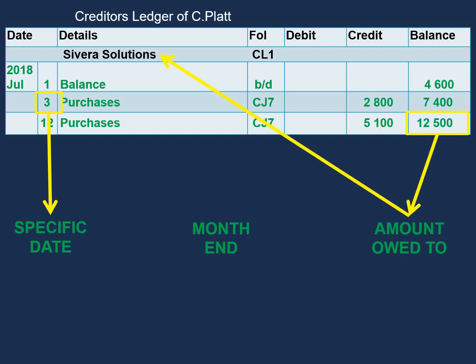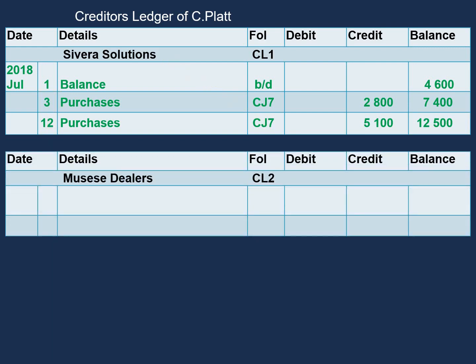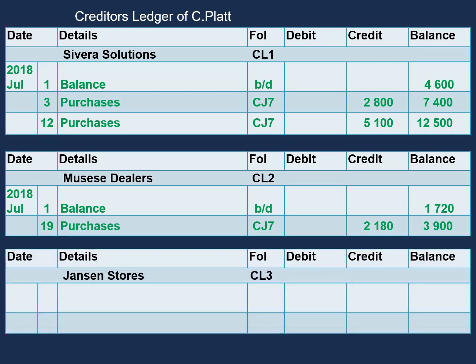Let's go ahead and post the other accounts. We have Musese Dealers. It also had an opening balance. The balance was 1,720, and on 19 July there was purchases of 2,180. And then finally for Janssen Stores, Janssen Stores did not have an opening balance. However, Cplat made purchases on 6 July worth $4,311.